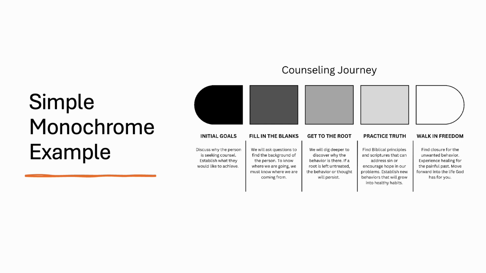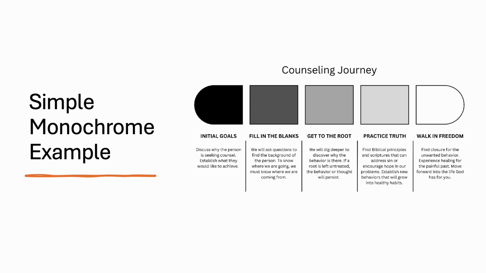Here's an example of a methodology illustration from another student, and it's a simple monochrome form. It uses the sequence of moving from dark to light to show movement and to show success. This student's methodology is broken down into 5 sections. Initial goals. Why is the person there? Establishing what they want to achieve.